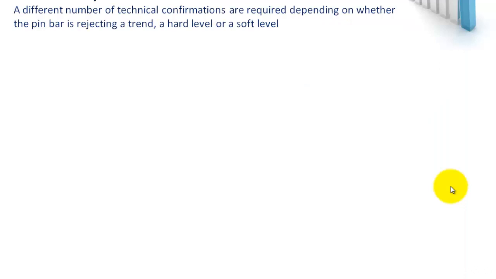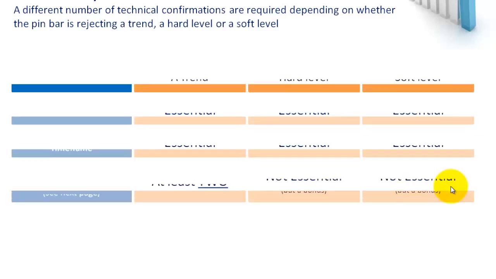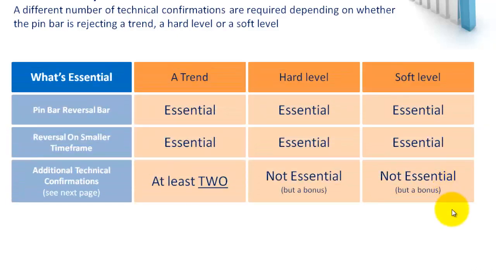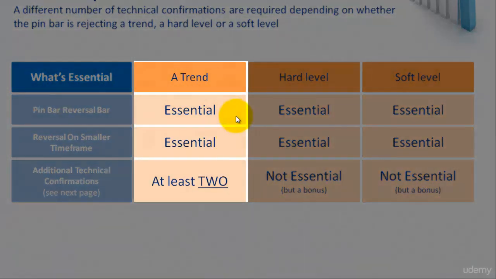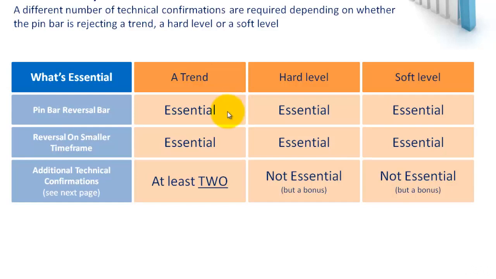So now we've got the price action dealt with, we want to see what technical reasons we have in support of our trade. Depending on the state of the market, whether you're trading a trend-based continuation or a reversal of a soft or a hard level, these have different requirements. For a trend, we're a little bit more demanding in what we want. Certainly we want the pin bar reversal, as this is the name of the strategy, it makes a lot of sense. We want the reversal on the smaller time frame, and we want at least two technical reasons from the list, which we're going to go through in a minute over the page.